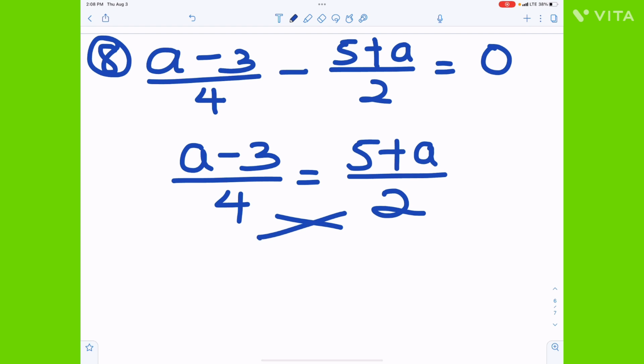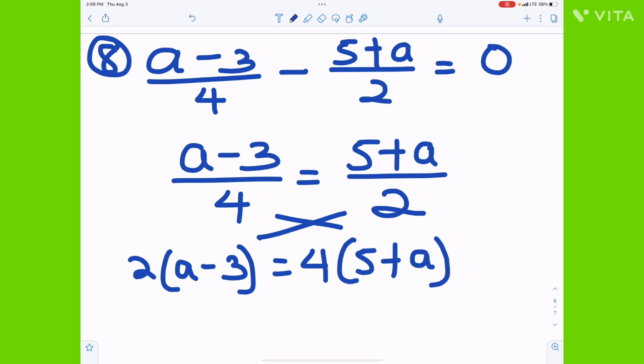Here, I can now cross multiply. 2 times a minus 3 is equal to 4 times 5 plus a. 2 times a is 2a. Here, 2 times a, 2a. 2 times minus 3 is what? Minus 6.